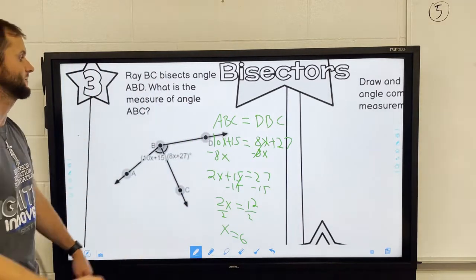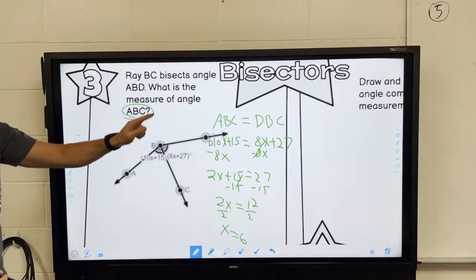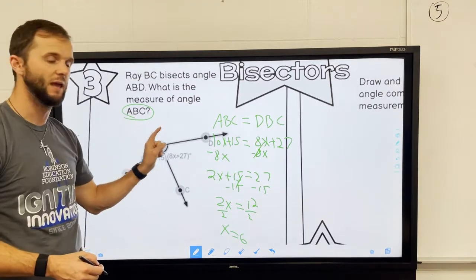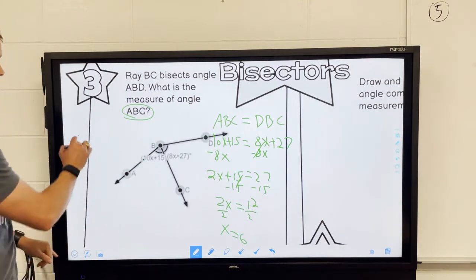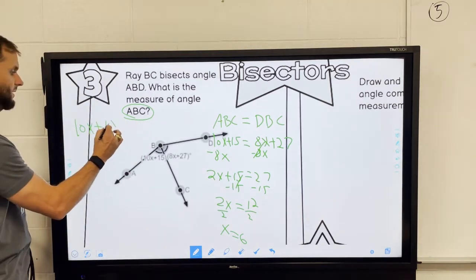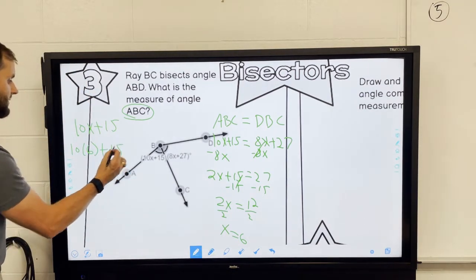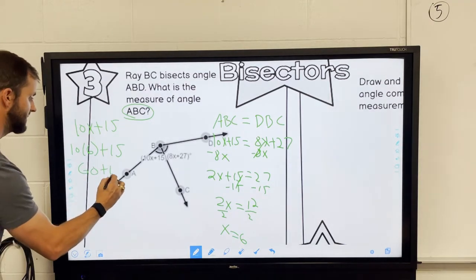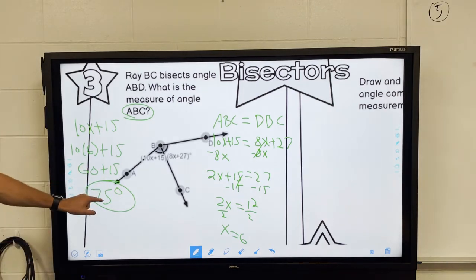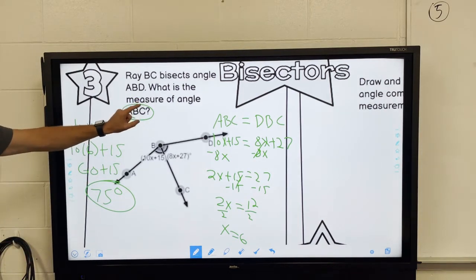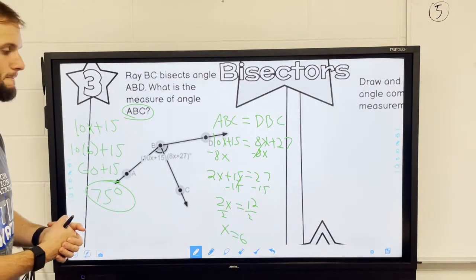So I got the value of x, but it's asking for the measure of ABC. Just like I said in the last example, if you need to find the measurement of the angle, I have x, and now I have to plug x back into that. So ABC is 10x plus 15. I plug 6 in for x: 10 times 6 plus 15. 10 times 6 is 60, plus 15 gives you 75 degrees. So ladies and gentlemen, your final answer is 75 degrees, because it's asking for the angle measurement, not for x. So make sure y'all pay attention to that during your skill check, okay?